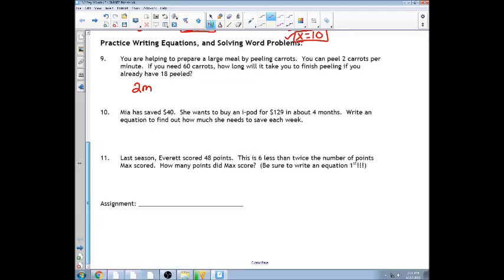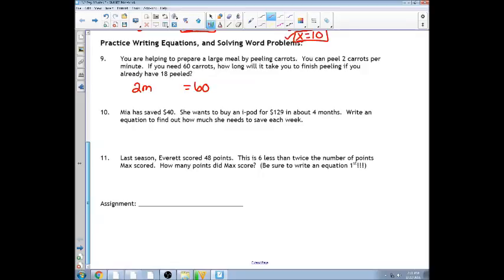If you need 60 carrots, again, let's stop right there. So the total number of carrots that I need is 60. So whatever my expression is on the left-hand side needs to be equal to 60. How long will it take you to finish peeling if you already have 18 peeled?